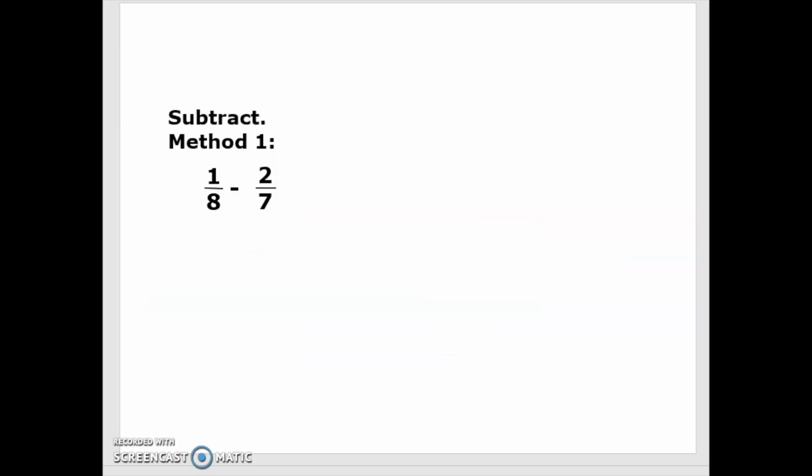So let's take a look at our fractions. We're going to do one that doesn't have negatives first, and then we're going to look at some that do have negatives. So first thing I want to do is notice my denominators of 8 and 7. So again, one of the strategies is just to multiply those together. So we would just be thinking, okay, what is 8 times 7? 8 times 7 is 56.